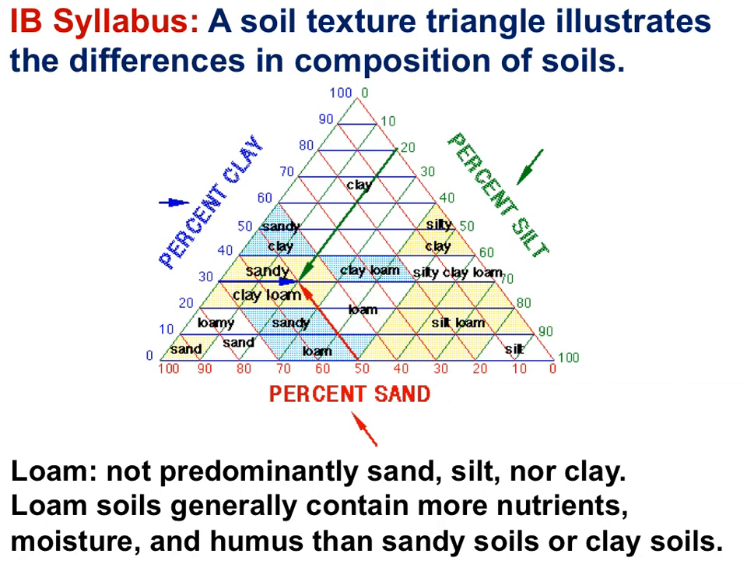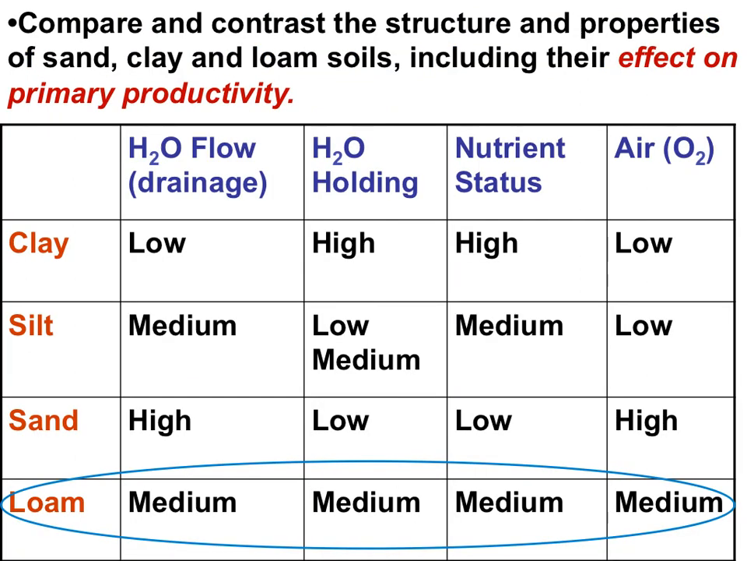Now, loam is not predominantly sand, silt, or clay. Loam soils generally contain more nutrients, moisture, organic matter, humus than sandy soils or clay soils. Using this table as a guide, work to understand why loam would support the highest levels of primary productivity. Clay has high levels of nutrients. That's good, but it holds too much water and it does not drain. Thus, there's no air. Clay suffers from water logging.